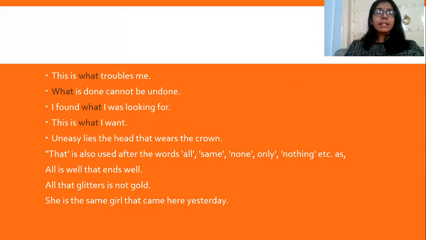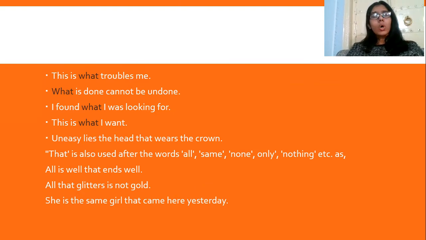Uneasy lies the head that wears the crown. Now, "that wears the crown" is the restrictive clause. Uneasy lies the head that wears the crown wouldn't be the same if you remove "that wears the crown" from there. "That" is also used after words like all, same, none, only, nothing, etc. As, all is well that ends well. All that glitters is not gold. She is the same girl that came here yesterday.